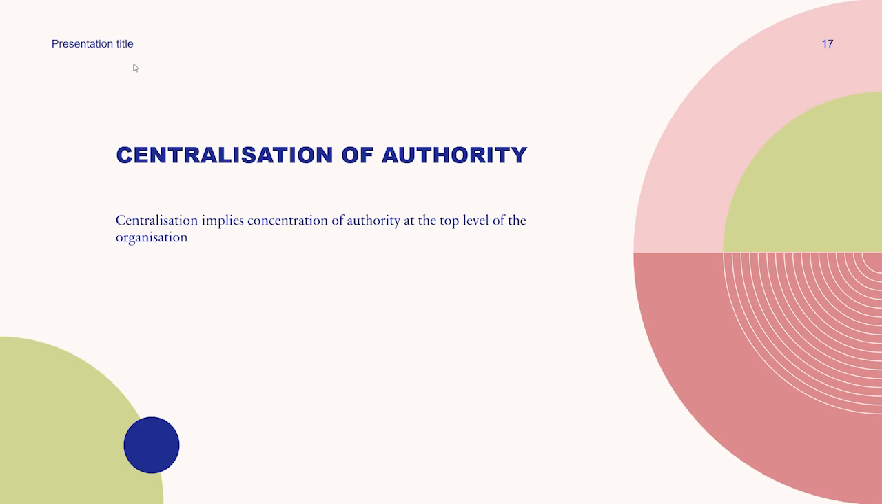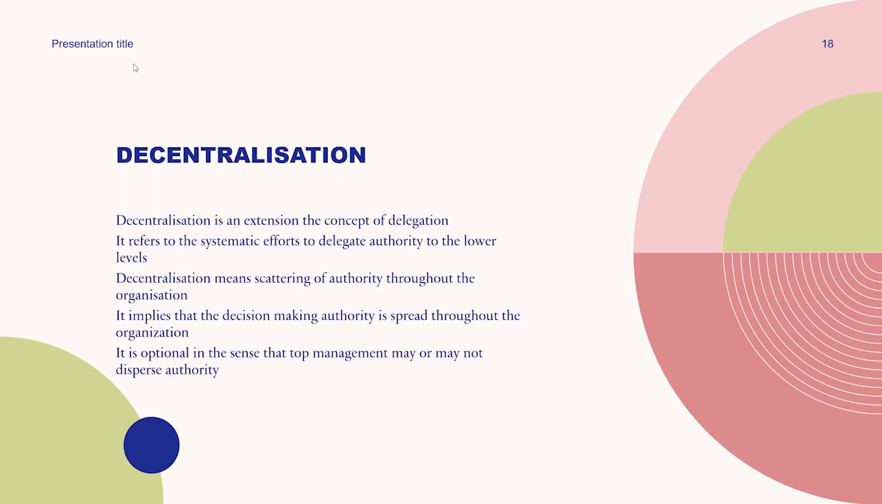Mostly, decentralization of authority is preferable in some organizations at least, because decentralization is an extension of the concept of delegation. It means scattering of authority throughout the organization. It implies that decision-making authority is spread throughout the organization. It is optional in the sense that top management may or may not disperse authority.